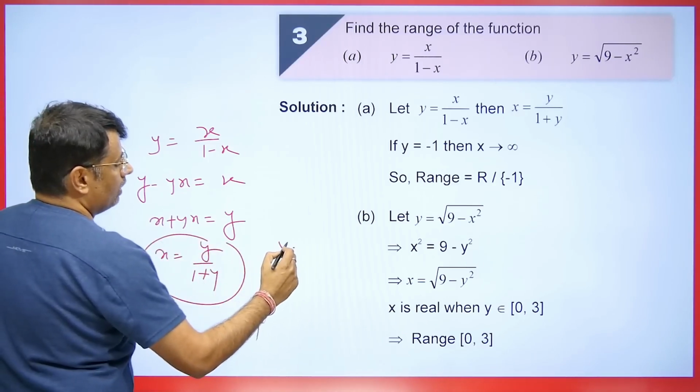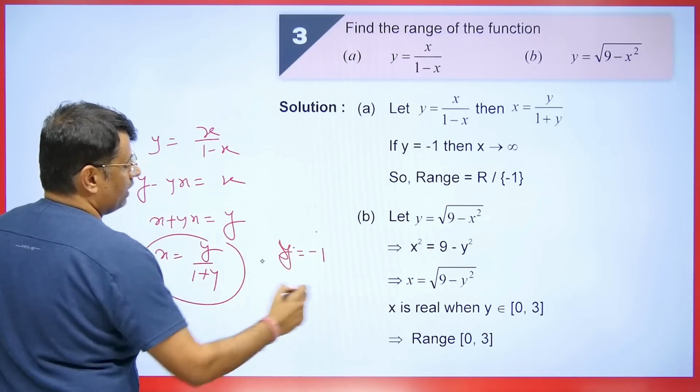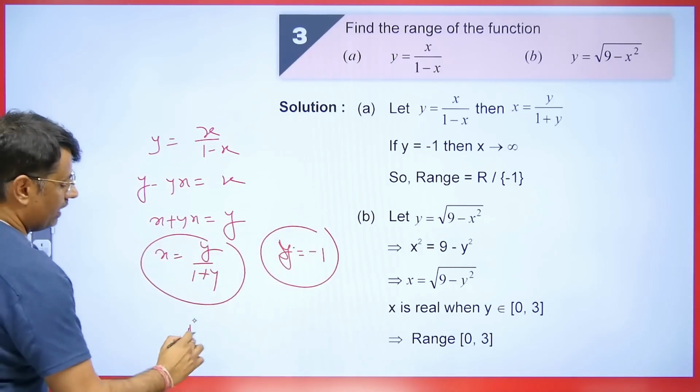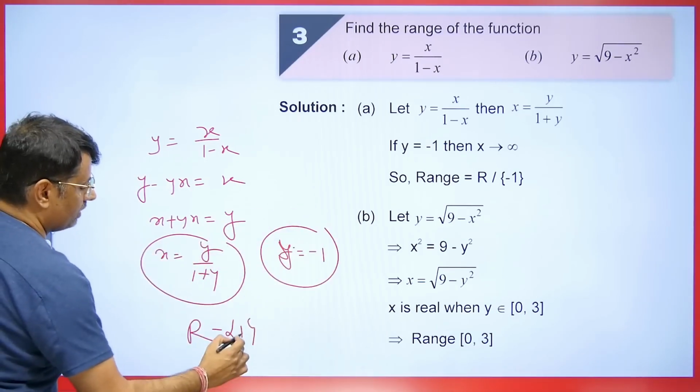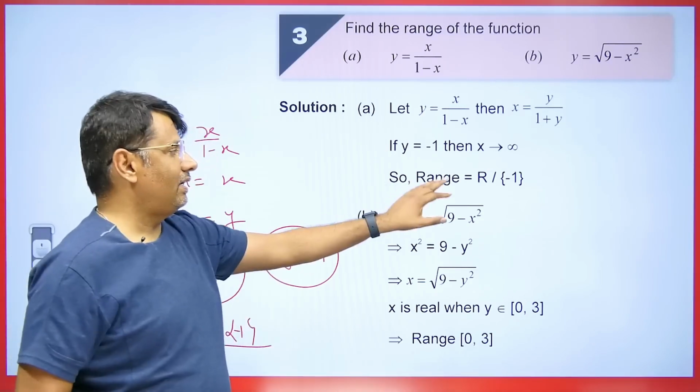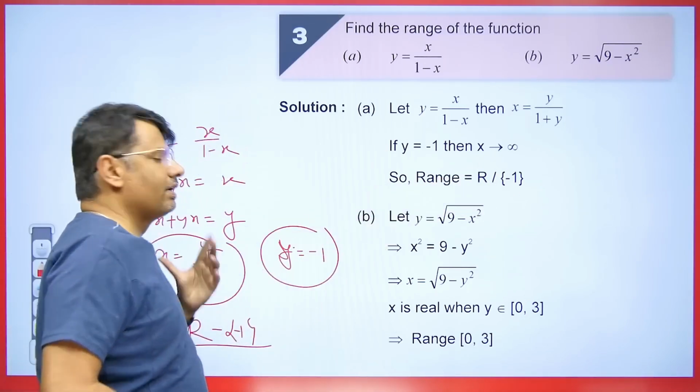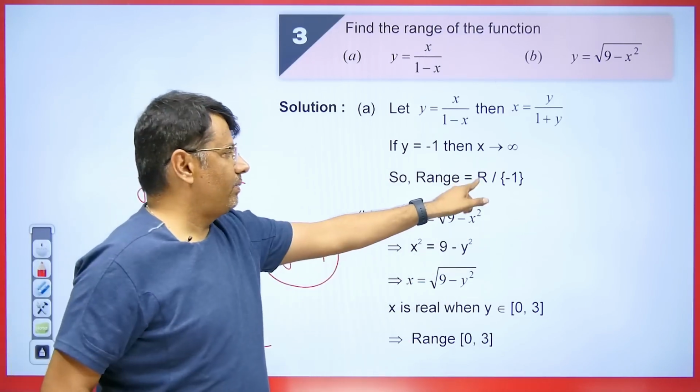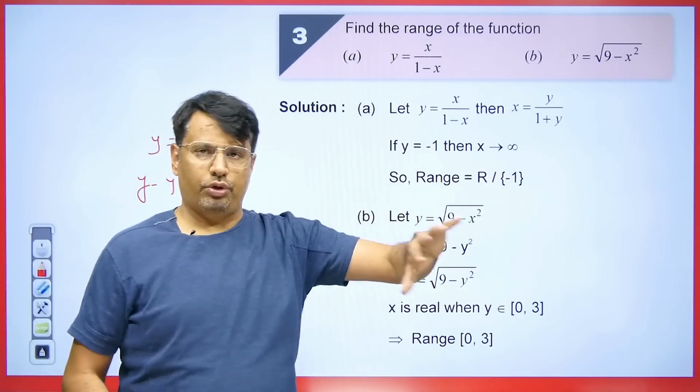So students, if we keep the value of y to be minus 1, then in that case, it's not existing. It simply means that if we remove minus 1 from the real numbers, then this will be its range. Is this clear? So keep this in mind. We can write this in this way as well as in this way. It's the same thing. It means real numbers, except minus 1.